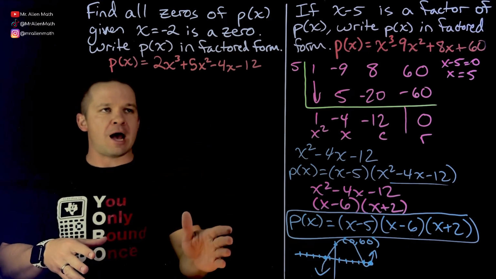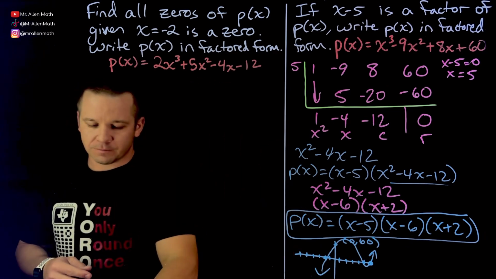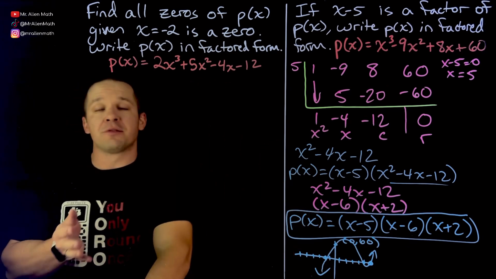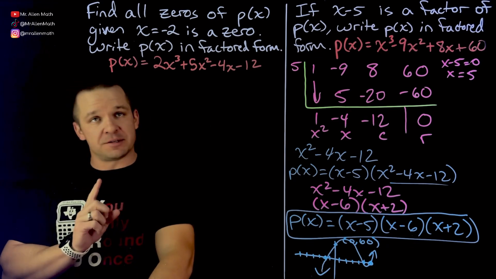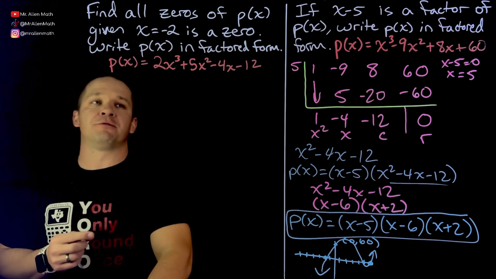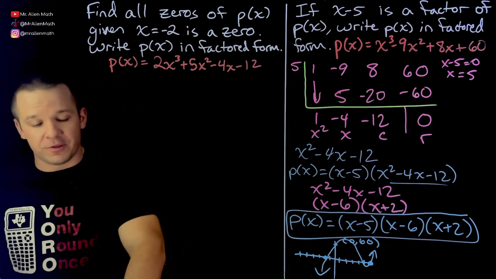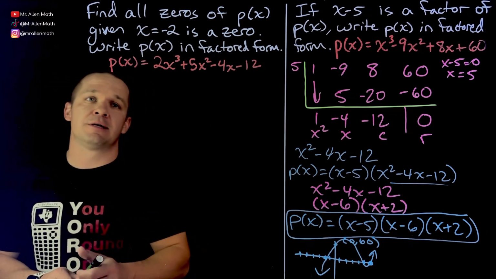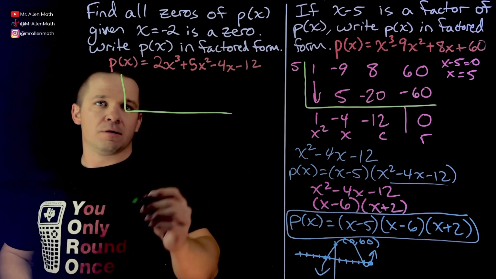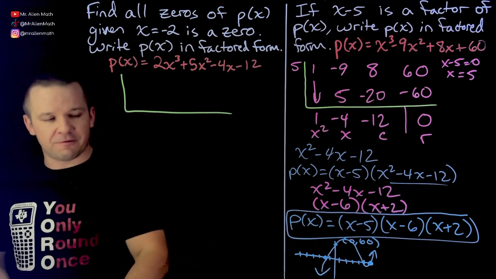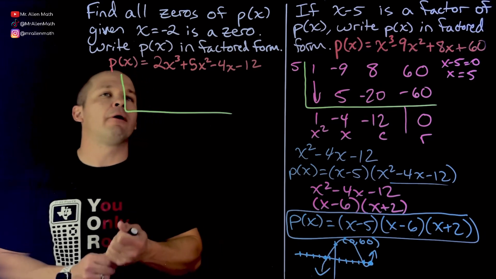All right, there we go. Now, for this one, we are asked to find all the zeros of p of x, given that x equals negative 2 is a zero, and we want to write it in factored form. So for this one, it's the same kind of process: synthetic division. We'll get this train in motion.